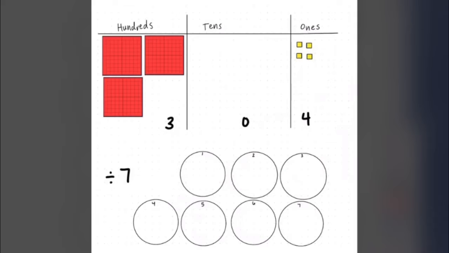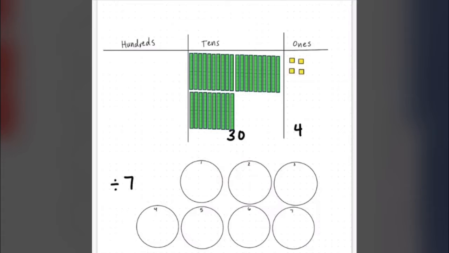Let's start by solving this concretely using base 10 blocks. We have 3 flats, which is equal to 300, and 4 units, which is equal to 4 ones, making 304. We want to divide it into 7 groups. Since we only have 3 flats and 7 groups, let's change the flats into rods, which equal tens, in order to have enough to divide evenly between the groups of 7. We now have 30 tens, which is equal to 300.